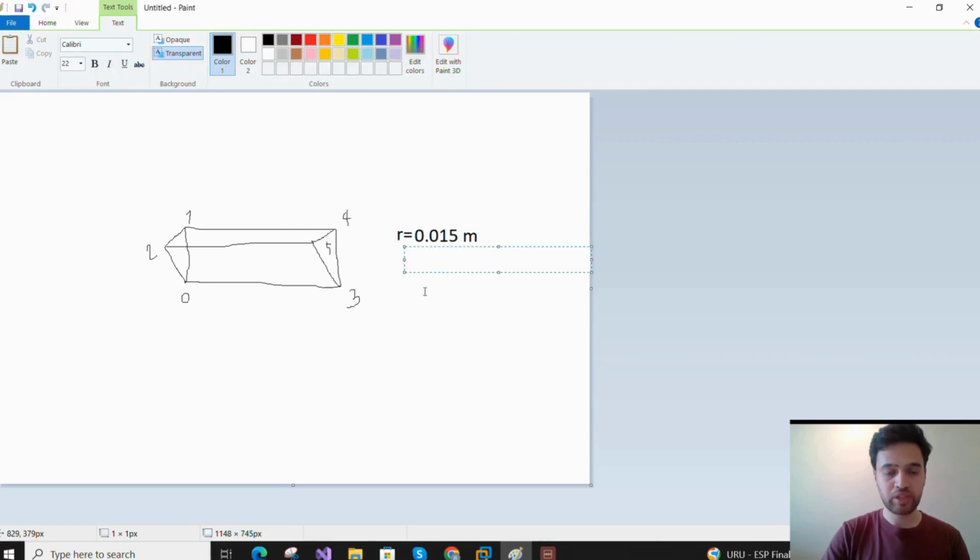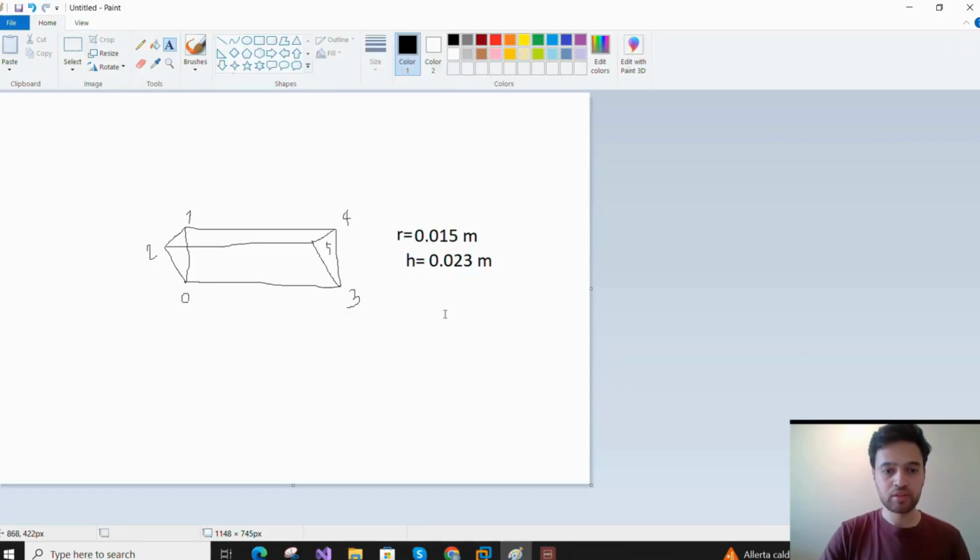Then the height could be like 0.023 meters. And one thing that we have to calculate is this part, the red one. We should calculate how small it should be, because we will use only one mesh cell in this part. So we should make it a bit small so it will be a good approximation.